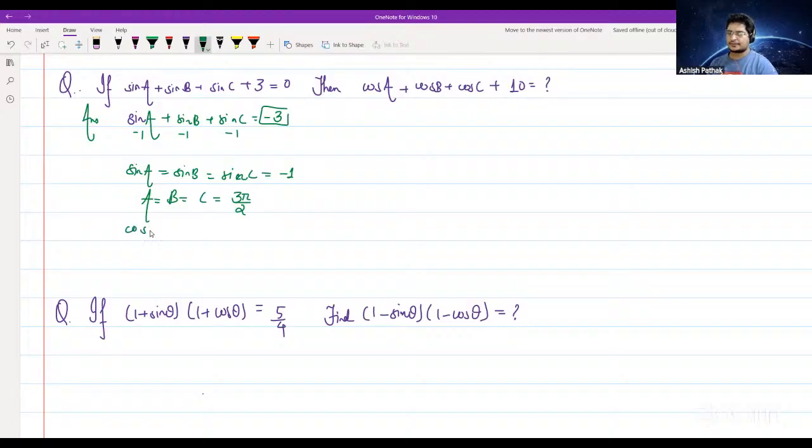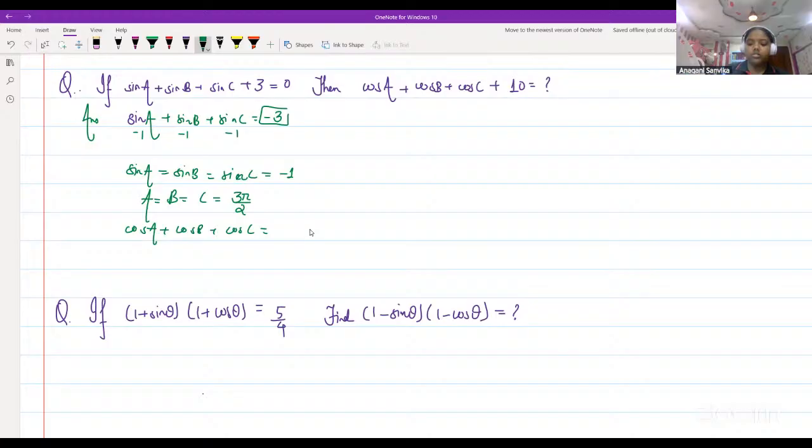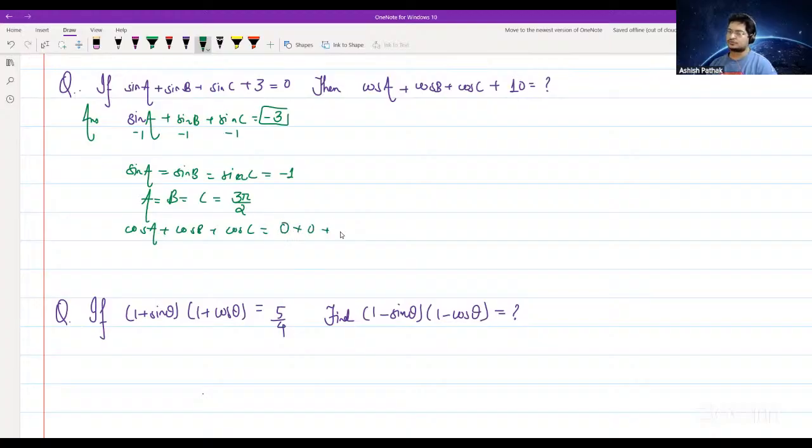Now we will find the value of cos A plus cos B plus cos C. Tell me the answer. You will take A as 3 pi by 2. So cos 3 pi by 2 is what? For odd multiples of pi by 2, you will always get the value of cos as 0. Got it?